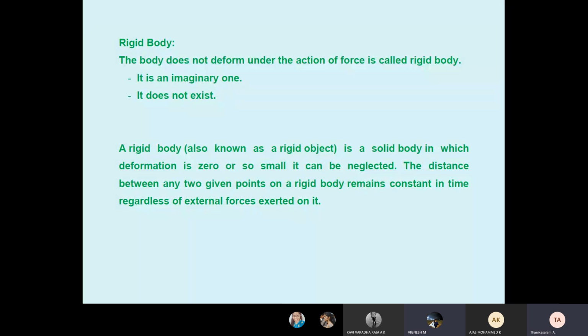See, we are sitting on the chair. The chair may definitely be elongated, but by a little amount we neglect it. We just assume that the deformation of the body is zero. That body is called a rigid body. A rigid body is also known as a rigid object. It's a solid body in which deformation is zero or so small it can be neglected.